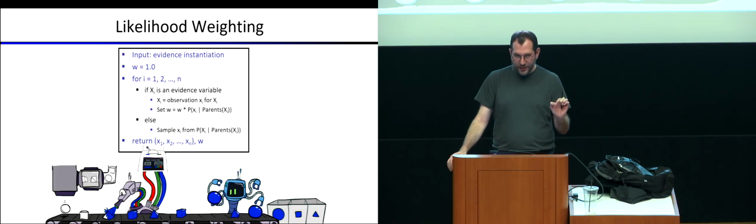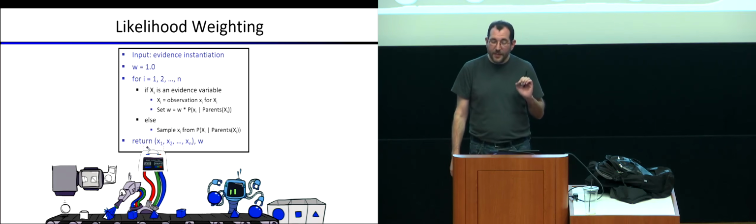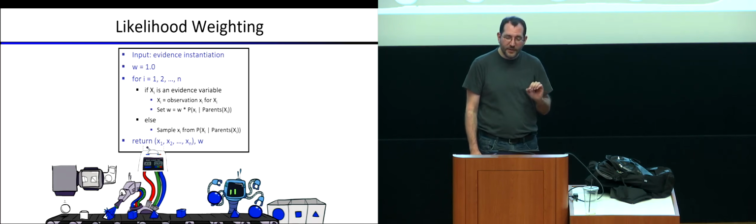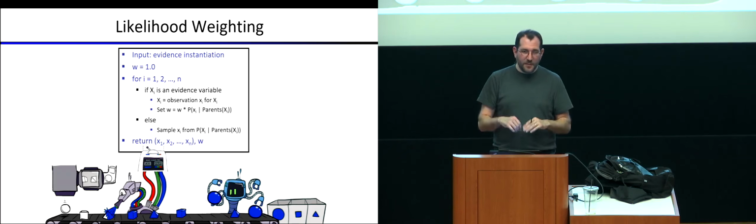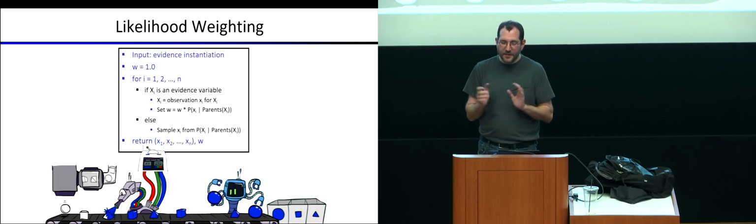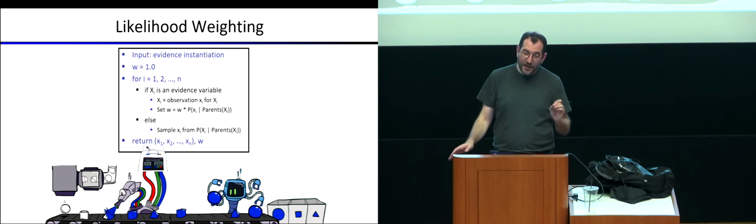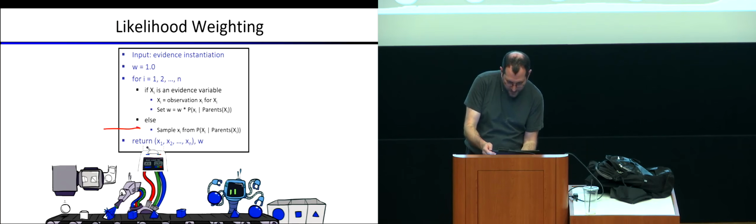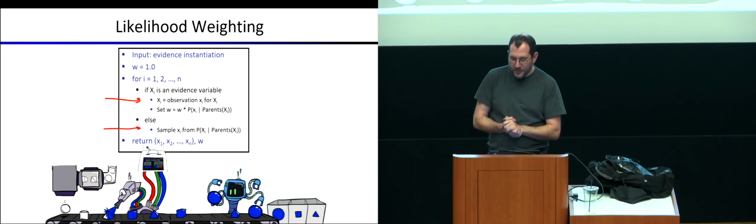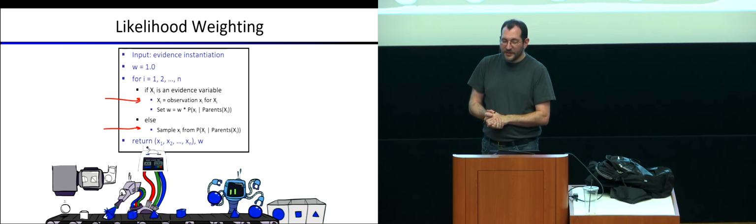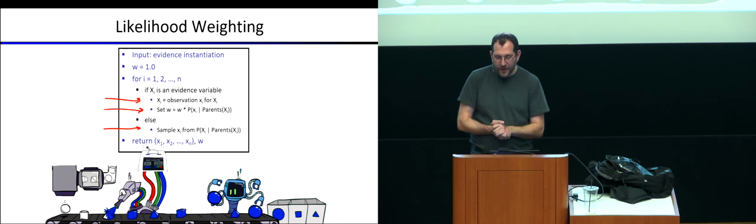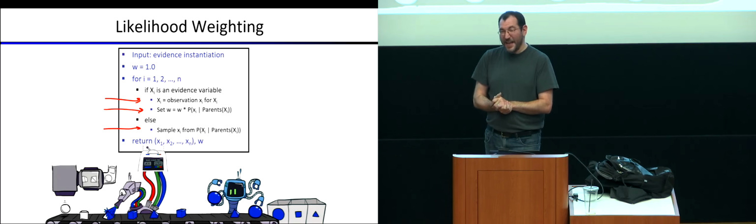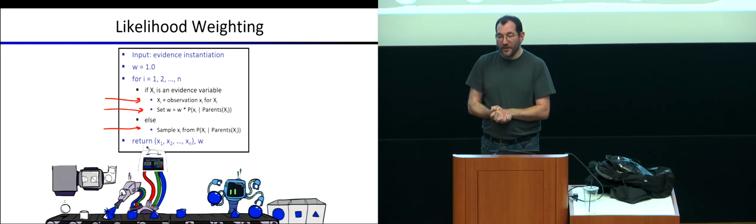The input, again, just like rejection sampling, is the instantiation of your evidence. But now instead of rejecting samples that don't match the evidence, instead what I'm going to do now is I'm going to rig every sample to match my evidence. So I'm going to go along node to node, and if it's not an evidence node, I'm going to flip a coin according to the probabilities based on the parents, and I'm going to take whatever comes out. But when I get to an evidence variable, I am going to assign the value in my evidence to that node, and I'm going to multiply the probability of that actually having happened in an organic way into the weight of the sample.